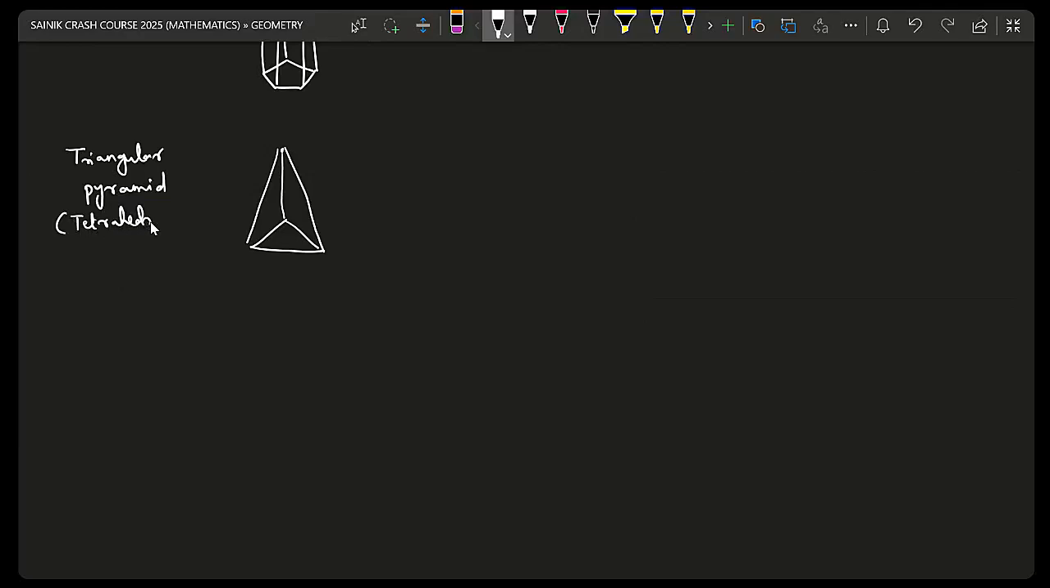It is also called tetrahedron. Why? Because tetra means 4. It is formed by 4 flat faces, 1 at the bottom and 3 on the side. So total 4. Tetra means what? 4. Because this is the only solid which can be prepared by 4 flat faces, it is called tetrahedron. So the other name of triangular pyramid is tetrahedron.